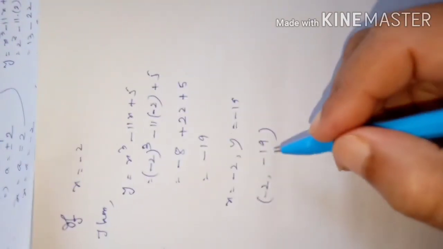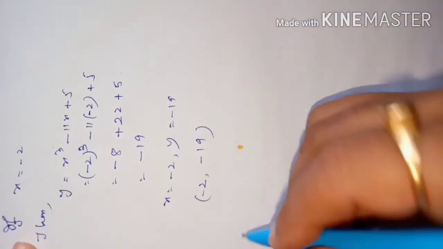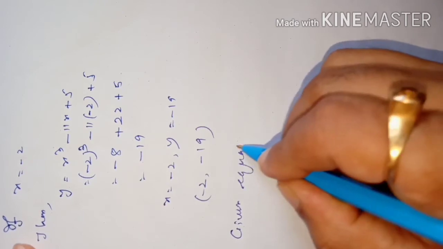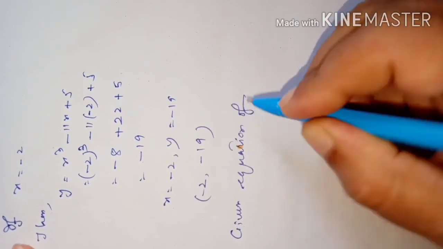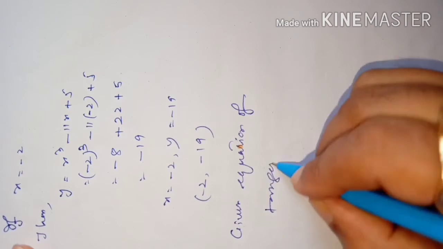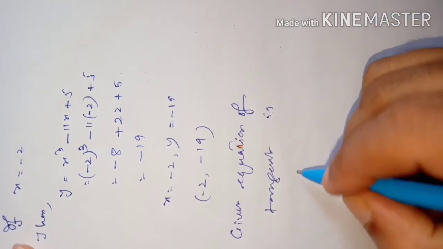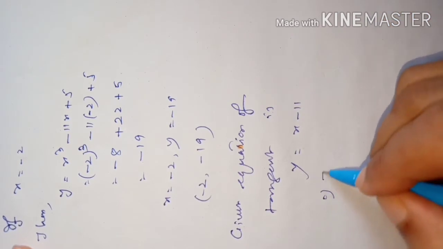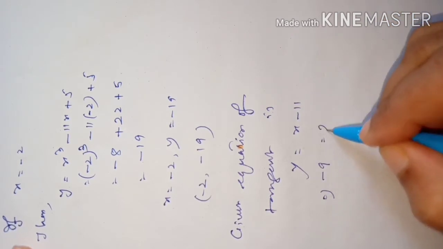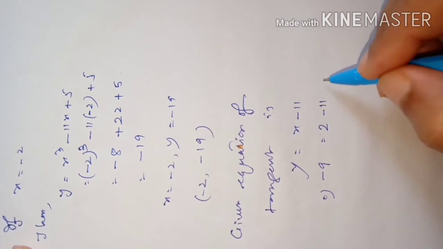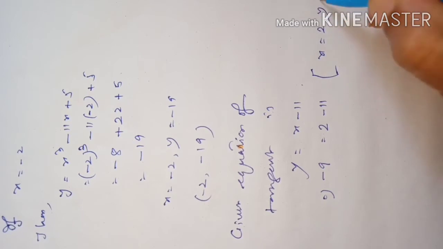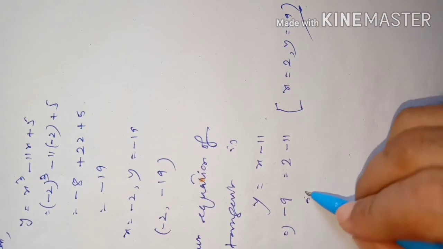Which pair can satisfy the given equation of the tangent? Given equation of tangent is y equal to x minus 11. So now if I put here minus 9 and here 2, then minus 11, that is x equal to 2 and y equal to minus 9. Now taking this one, it is a true statement.